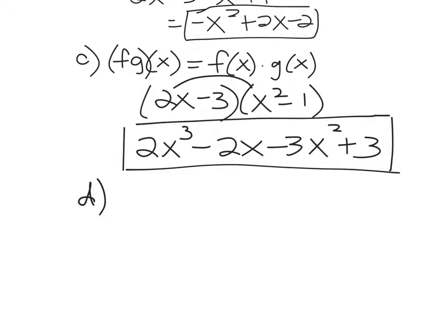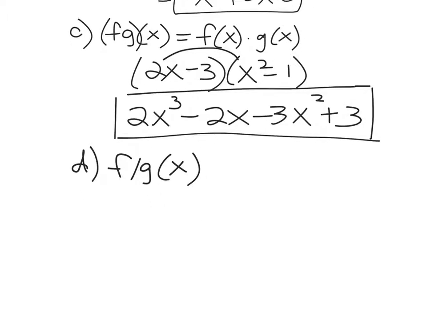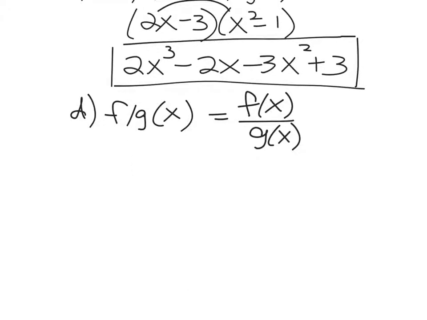All right, next one. The book writes it like this. f divided by g of x. That looks weird. Okay, it's just simply taking function f and dividing it by g, but you have to list the restrictions. And if I were going to give you a division problem, I would remind you, okay, restrictions. So what that means is this. You have 2x minus 3 over x squared minus 1.